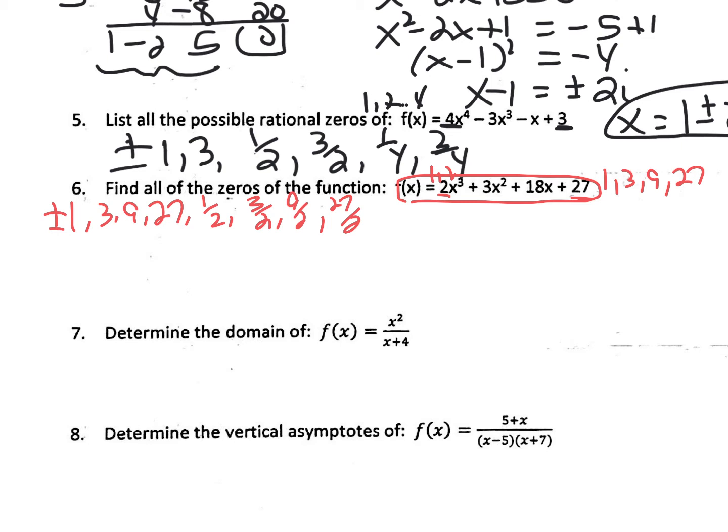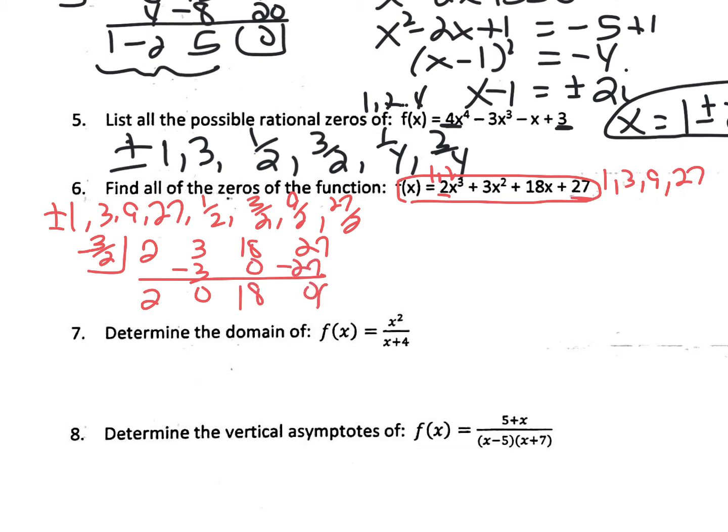Looks like it's going to be negative 3 halves, which crosses somewhere between negative 1 and negative 2. And that negative 3 halves is really negative 1.5. So I'm going to try it and hope that it works. And remember, I want to know it works if I get a 0 for a remainder. So bring the 2 down, multiply, add, multiply, add, multiply. Yes, works out great.